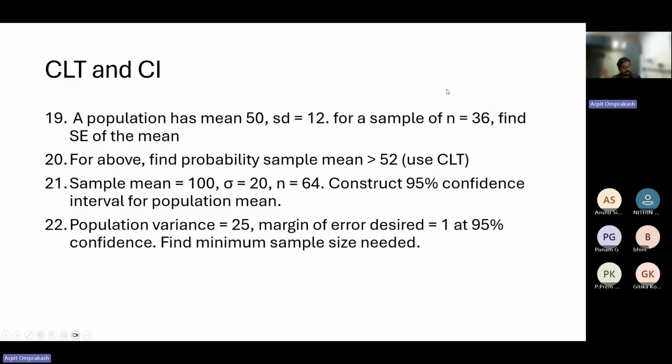Now the next set of questions on central limit theorem and confidence intervals.